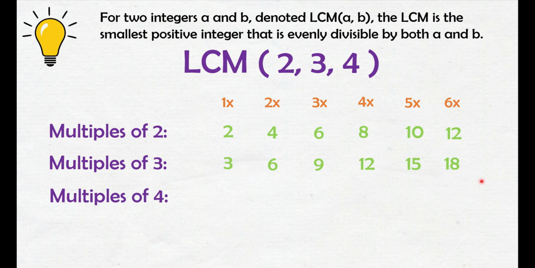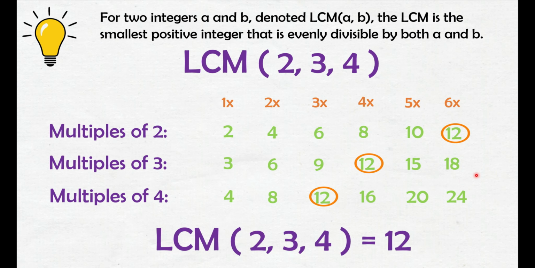Okay? And then next, the multiples of 4. 1 times 4 is 4, 2 times 4 is 8, 3 times 4 is 12, 4 times 4 is 16, 5 times 4 is 20, and 6 times 4 is 24. So those are the multiples of 4: 4, 8, 12, 16, 20, 24. You can extend the multiplication until you find common numbers among the three. Here, we now have a common number. The 12 is the lowest number common to all of them. So that 12 will be the LCM of 2, 3, and 4. So we have the LCM 12.